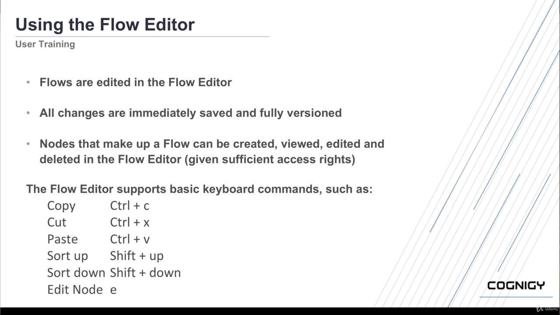I'll talk about working with nodes in general and show two specific node types, say nodes and yes/no question nodes. We author flows in the flow editor. Changes made in the flow editor are immediately saved in a draft state. A new version is created every time you click the Save button. The flow editor supports basic keyboard commands such as Ctrl+C for copy, Ctrl+V for paste, and others you see here.